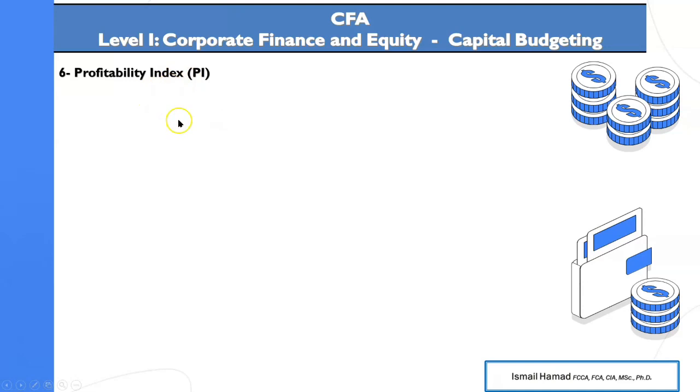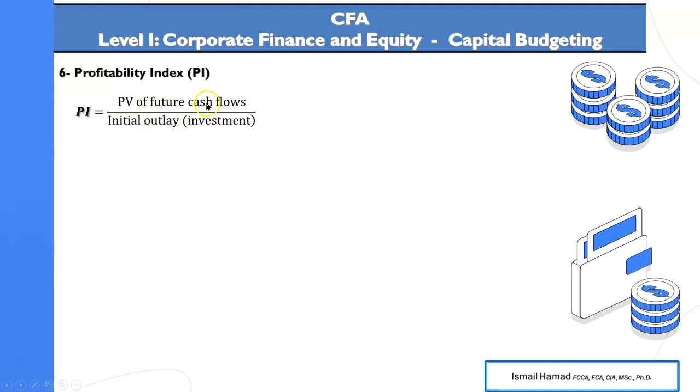Profitability index is simple: the $12, the new value, divided by the initial outlay which I paid. If it is more than 1, definitely the project is acceptable. So the profitability index looks very complicated, but it is so simple.